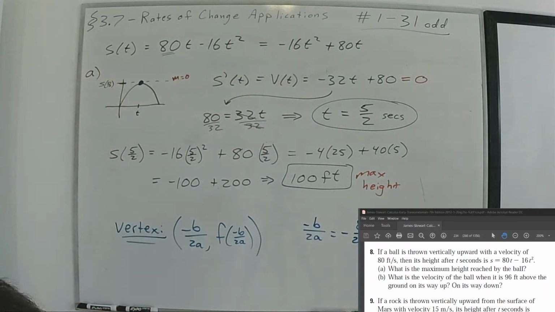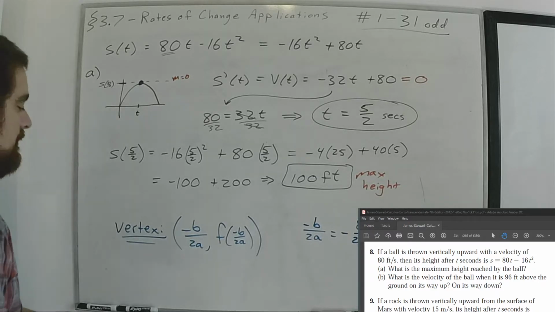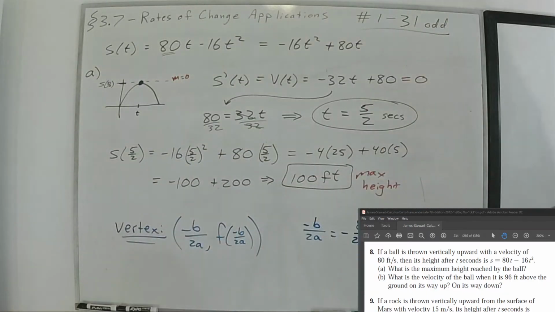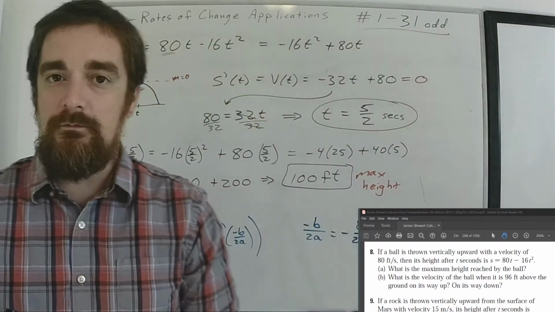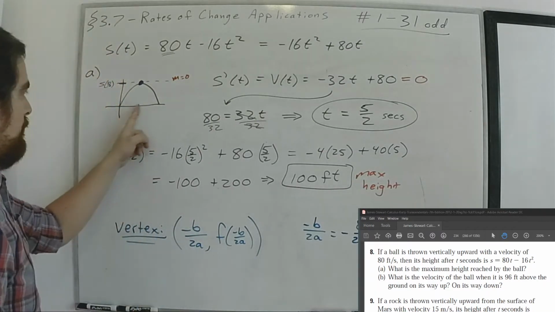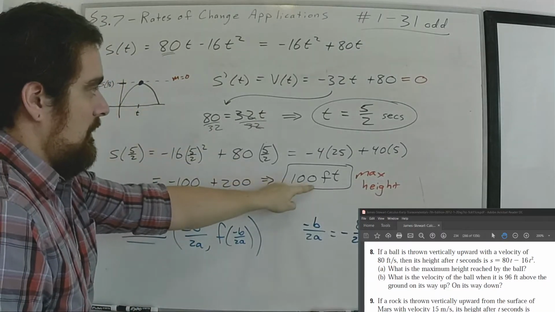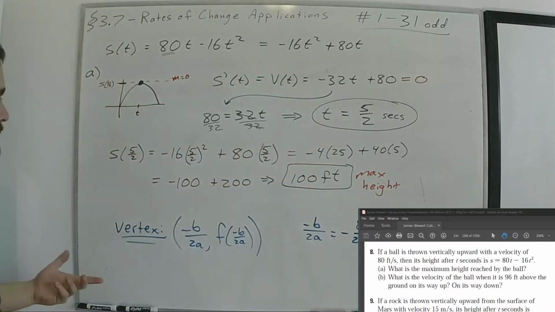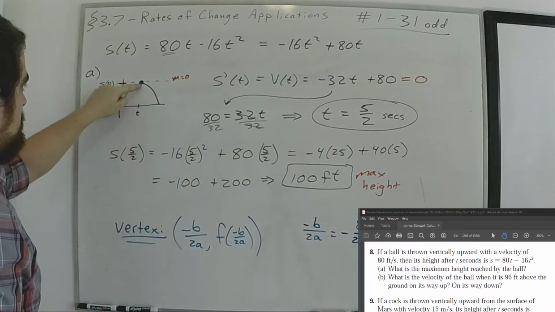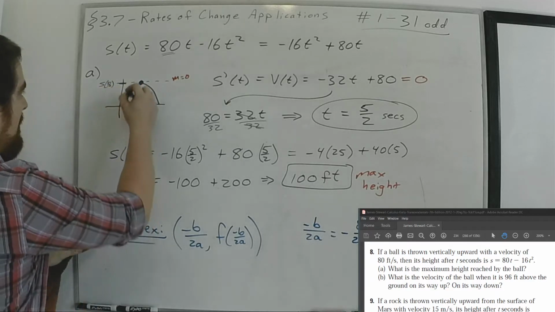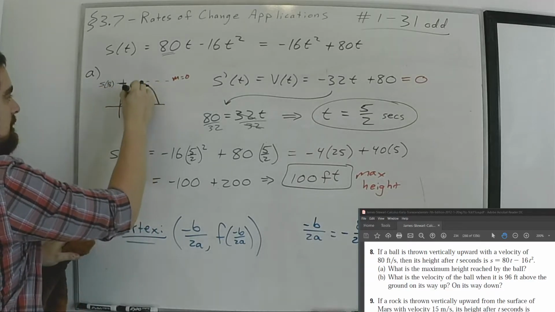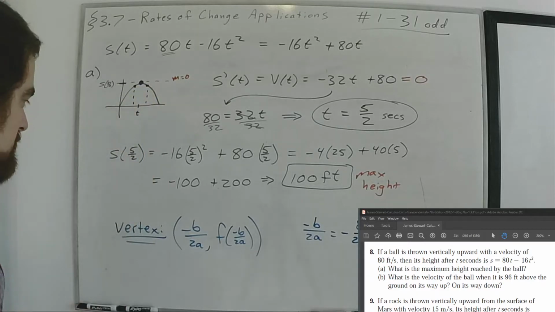And then part B asks, what is the velocity of the ball when it is 96 feet above the ground on its way up? So we want to know what the velocity is when it is 96 feet above the ground. Well, first we need to figure out when that happens. We do not know for which value of t the ball is going to be 96 feet above the ground. It's at 100 feet at 5 halves, or 2.5 seconds. So somewhere before that and somewhere after that is where it's going to be at 96 feet. But we don't know those numbers, and we can't just guess.